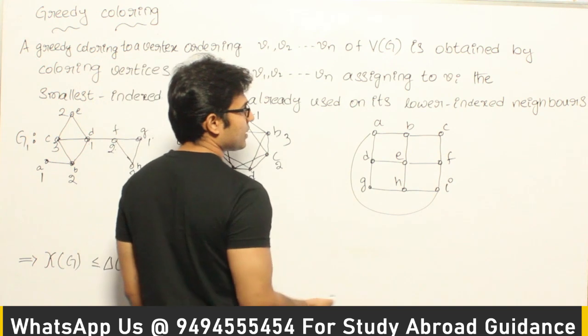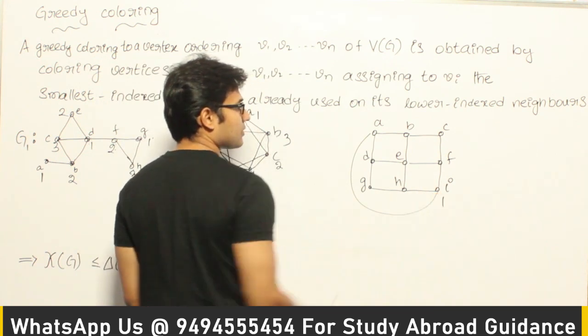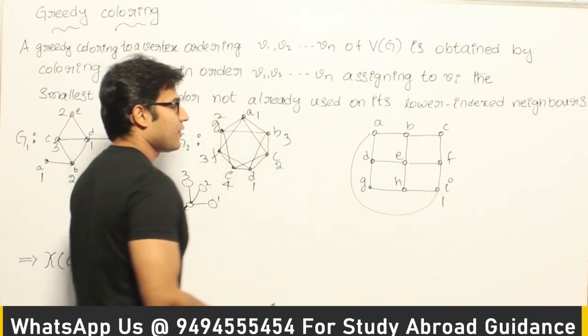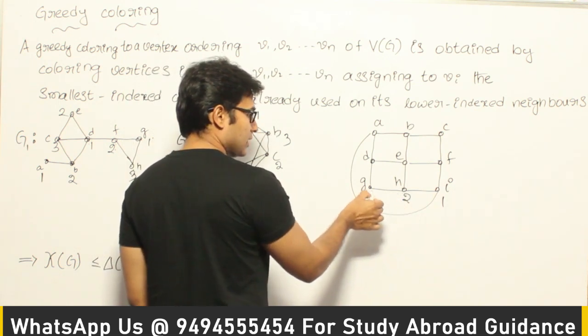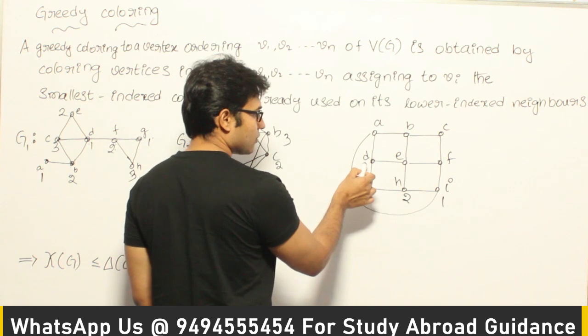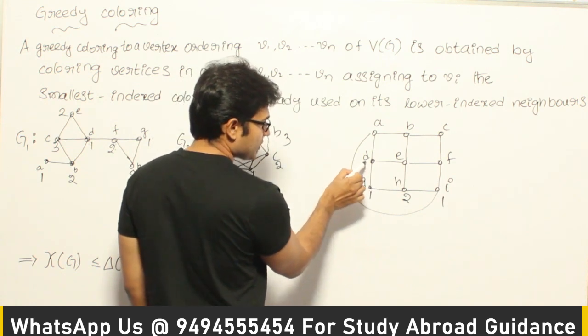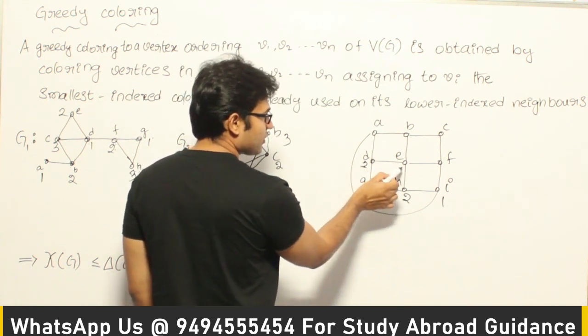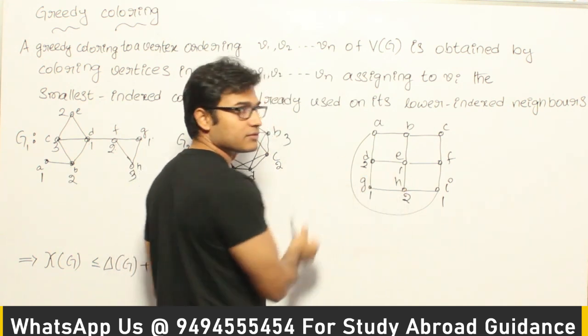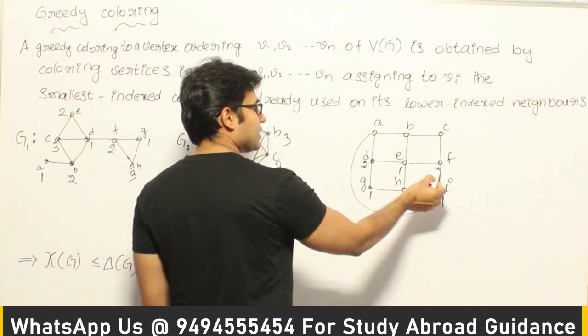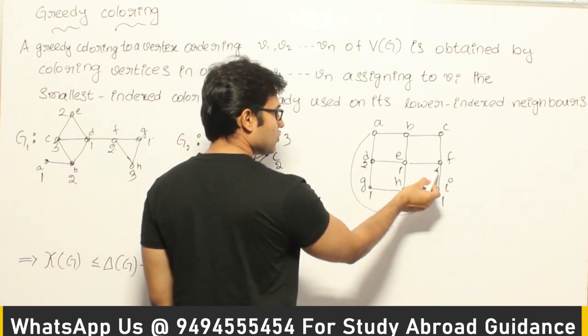Now see this one. Can I use 1? Yes. Next, can I use 1? No. 2? Yes. Next, can I use 1? Yes. Can I use 1? No. Can I use 2? Yes. Can I use 1? No. Yes, I can use 1, right? What about this? Can I use 1? No. Can I use 2? Yes.